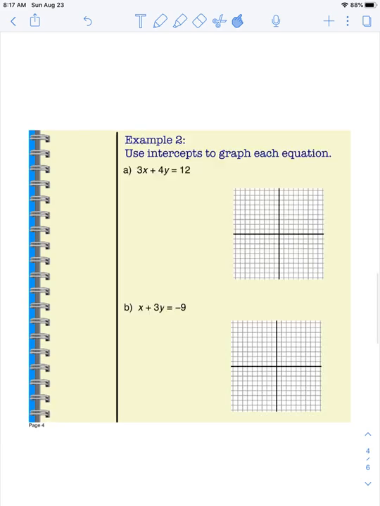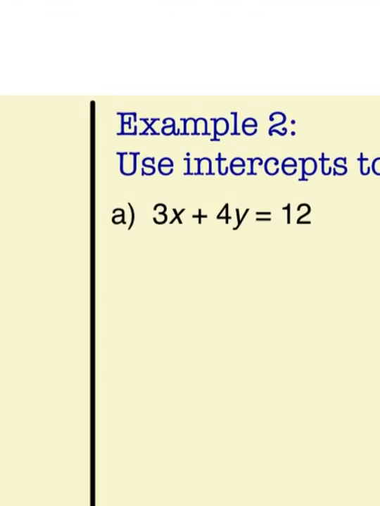All right, so example 2 looks a lot like your homework with this lesson. We're going to use the intercepts to graph each equation. So the first thing we have to do is find the intercepts. Remember, when we're finding the x-intercept, we plug in 0 for the other variable. So to find the x-intercept, we're going to plug in 0 for y.